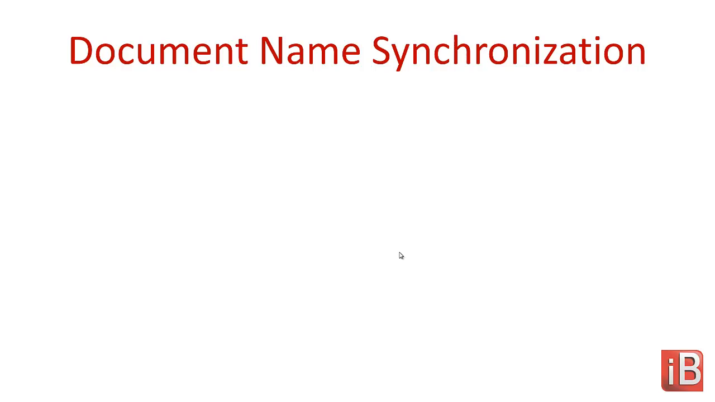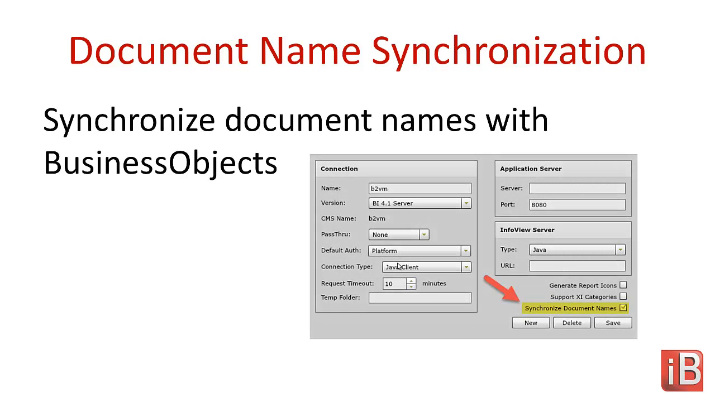Document name synchronization. There are select users who, as part of their business objects process, regularly change the names of their business objects reports. So it's maybe, as an example of versioning, reports named report V1, and after changes, that report name is updated to report V2. This can have impacts in InfoBurst, but in this specific use case, the user was looking to keep in sync the name of the report in BusinessObjects with the name of the report object in InfoBurst.